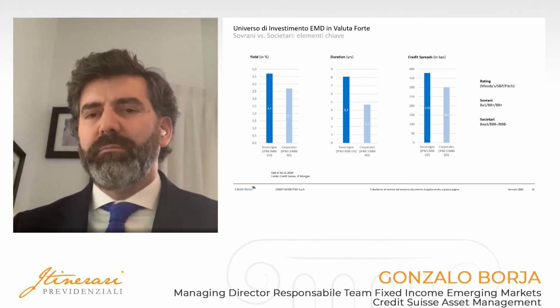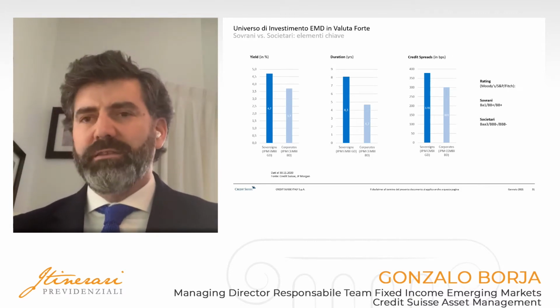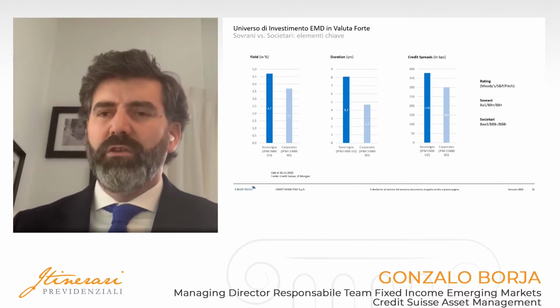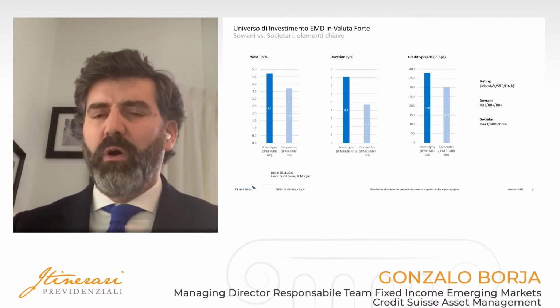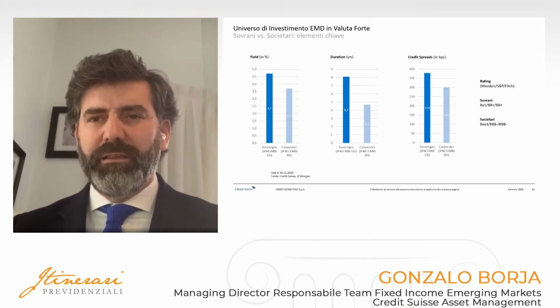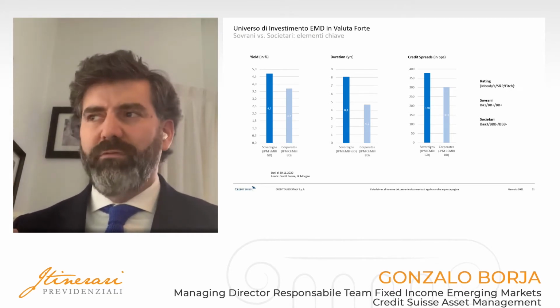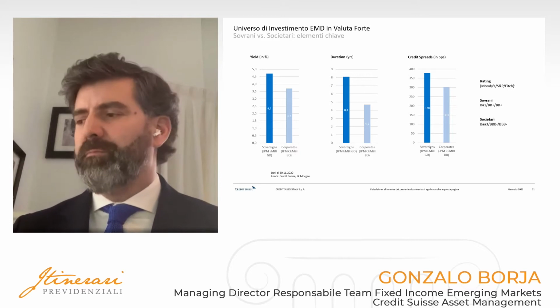But obviously there is a big duration element when we talk about sovereigns, and it's quite surprising that when you look at sovereign bonds in emerging markets, your duration is over 8 years, which means you are exposed to treasury moves and quite a lot of volatility. Corporates are able to reduce that volatility quite a bit, with duration below 5 years, and you have a nice pickup.